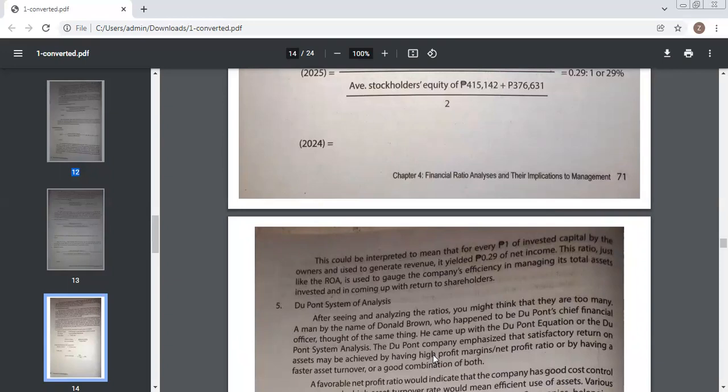This ratio, just like the return on assets, is used to gauge the company's efficiency in managing its total assets invested and in coming up with return to stockholders.